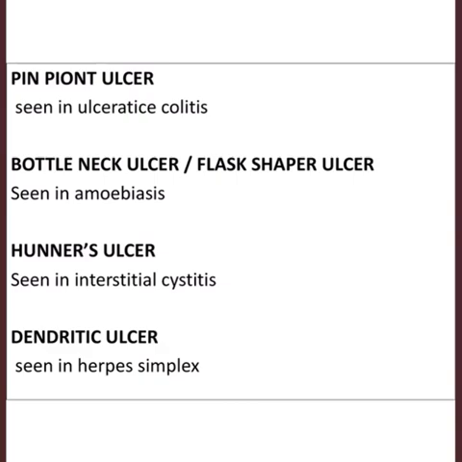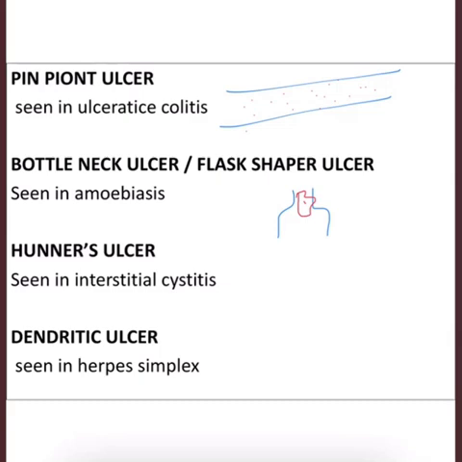Like you can remember ulcerative colitis, an intestinal disease, and there are multiple pinpoint holes in the intestine. Just imagine it, so you will not forget. This is the intestine. There are multiple pinpoints in the intestine. It's a pinpoint ulcer. Bottleneck, you can remember a bottle neck and imagine an amoeba in it. So, seen in amoebiasis. Hunner's ulcer is interstitial cystitis. So you can form your own trick.